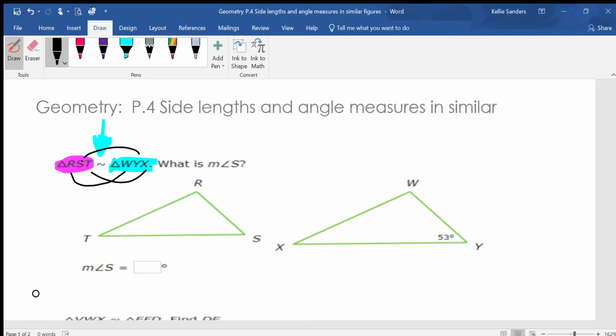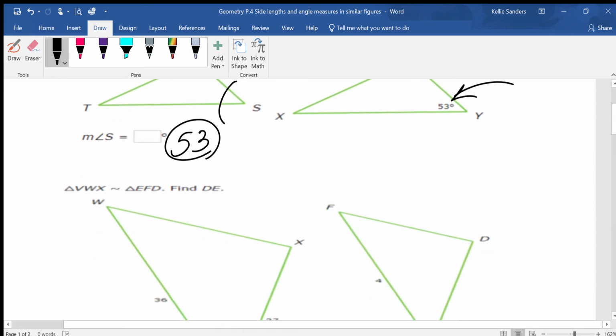So if we want to know how big S is, in the same spot as Y, if I know Y is 53, then I know S is 53. And that's just to do with angles. Angles in similar polygons are always congruent.